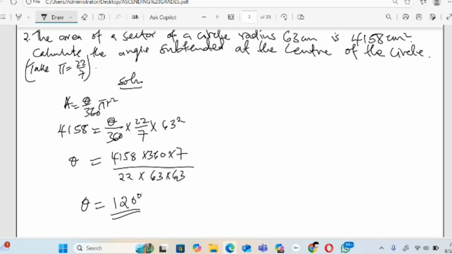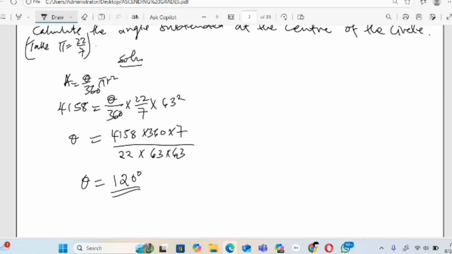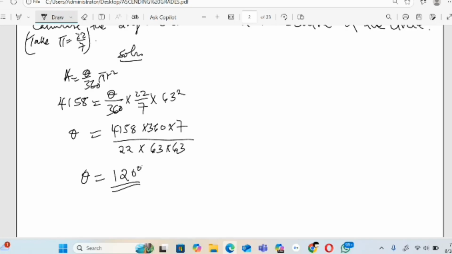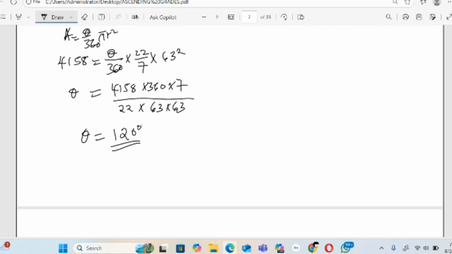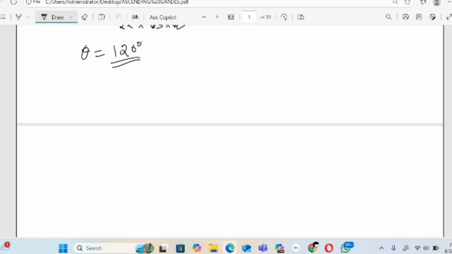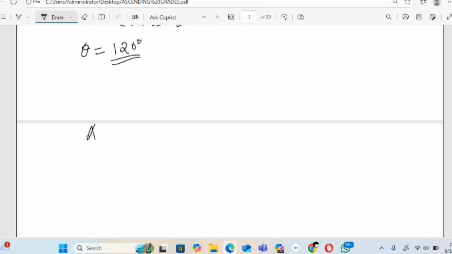So that is area of a sector. You can look at the area of a segment.